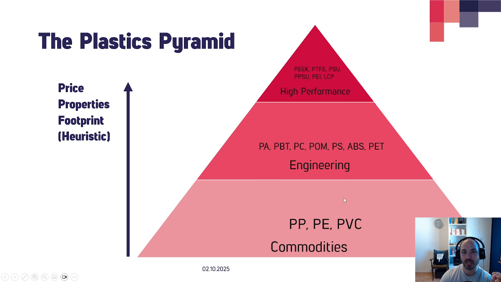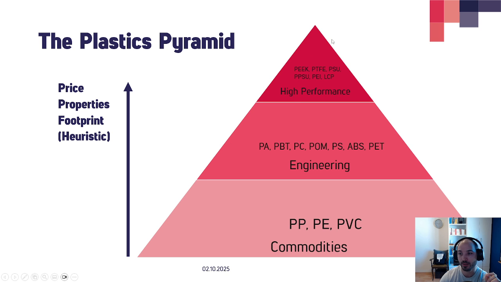Then we have the engineering plastics. So everything where the commodities cannot do the job, because you would always choose a commodity if you can for the requirements. And then you have stuff like polyamides, PBT, polycarbonate, POM, polystyrol, ABS, PET, stuff like that. And these would be used in applications where commodities cannot do the job. They have a little higher price and a little higher environmental footprint. They're more difficult to synthesize and they have higher properties.